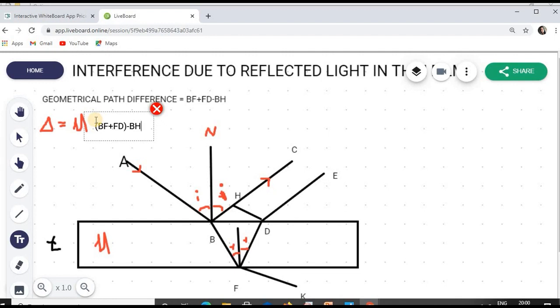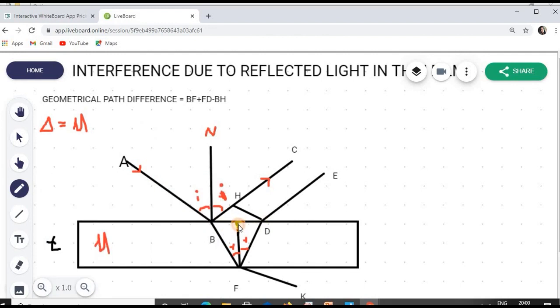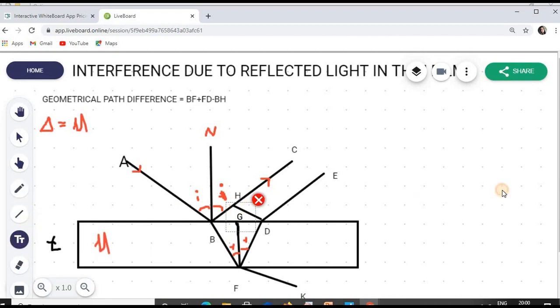For that we consider triangle BFD, and I can say BFG. Suppose I have to draw one thing here. I have to make it meet here at the point G. Right, I have to make it a triangle.